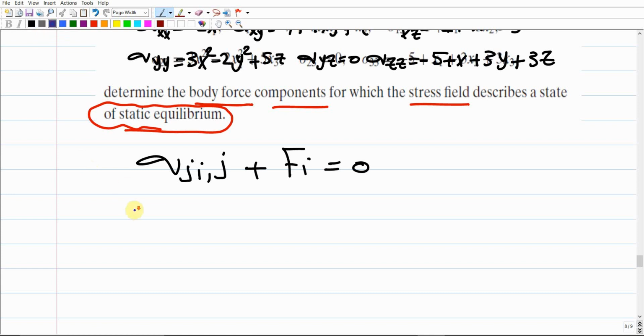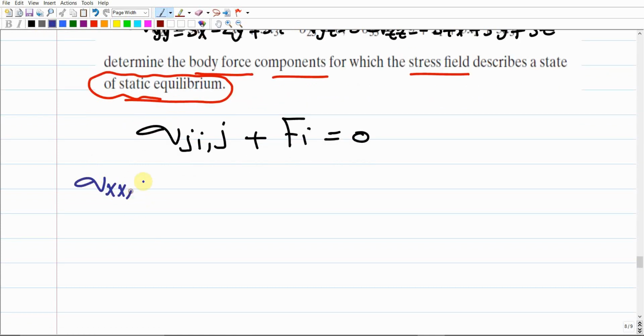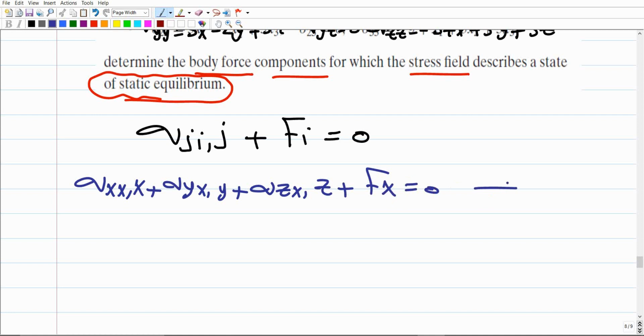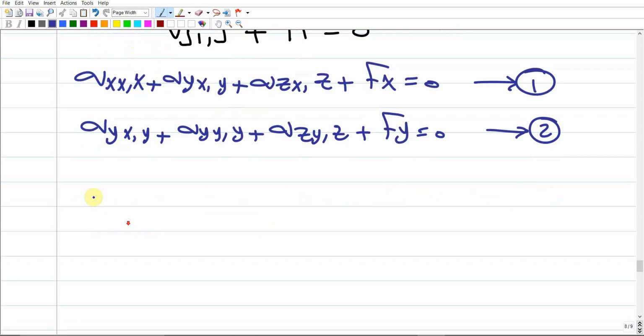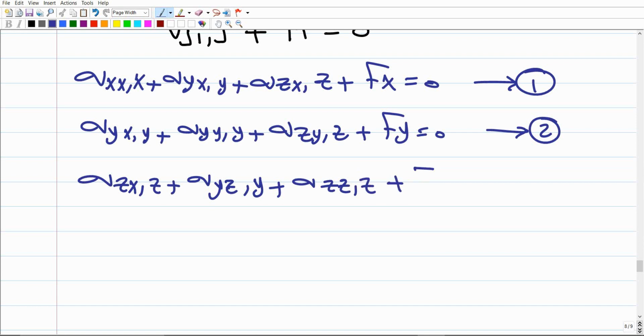If we write these 3 equations, the first equation is sigma xx comma x plus sigma yx comma y plus sigma zx comma z plus fx equals 0. The second equation is sigma xy comma x plus sigma yy comma y plus sigma zy comma z plus fy equals 0. The third equation is sigma xz comma x plus sigma yz comma y plus sigma zz comma z plus fz equals 0. Make sense?